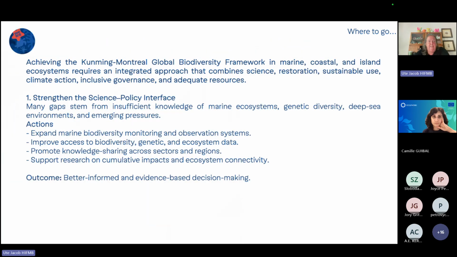To achieve these targets, one of the main steps is really to strengthen the science policy interface. Many gaps stem from insufficient knowledge of marine ecosystems, genetic diversity, deep sea environments, and emerging pressures. Actions here could be to expand marine biodiversity monitoring and observation systems, improve access to biodiversity, genetic, and ecosystem data, promote knowledge sharing across sectors and regions, and support research on cumulative impacts and ecosystem connectivity. The outcome here would clearly be better informed and evidence-based decision-making.